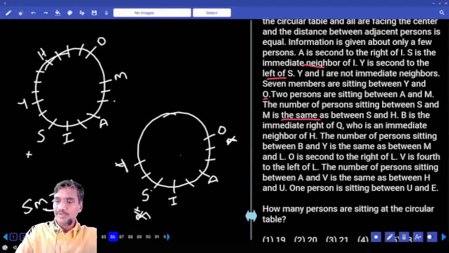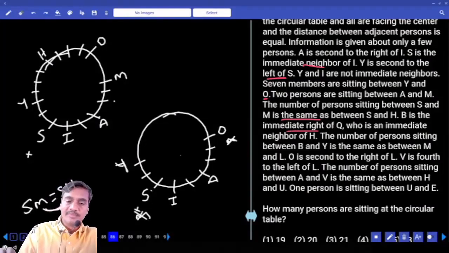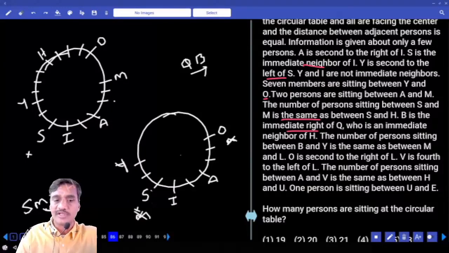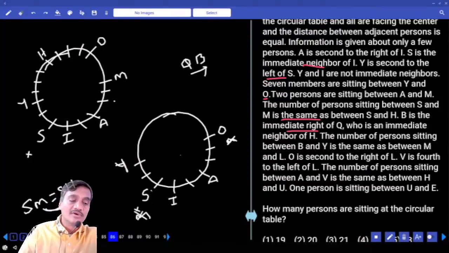Then next one, B is to the immediate right of Q. As of now, I cannot represent the data. The next one, Q who is an immediate neighbor of H అన్నాడు. Now Q is an immediate neighbor of H అంటున్నాడు. And Q is an immediate neighbor of H అంటే మళ్ళీ రెండు పాసిబిలిటీస్ ఉన్నాయి.